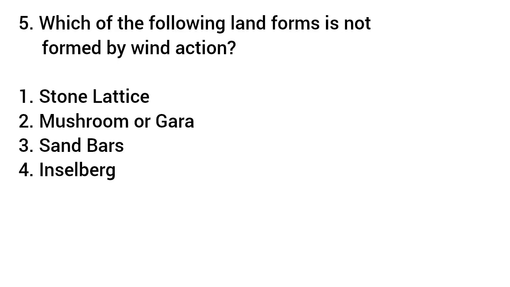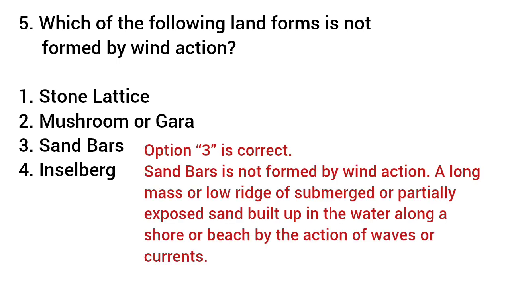Which of the following landforms is not formed by wind action? Answer. Option 3 is correct. Sandbars is not formed by wind action. A long mass or low ridge of submerged or partially exposed sand build up in the water along a shore or beach by the action of waves or currents.